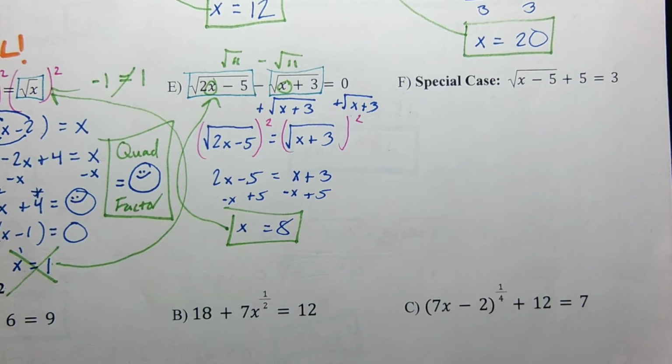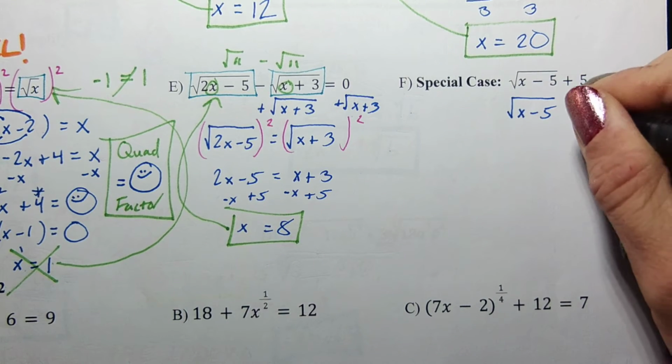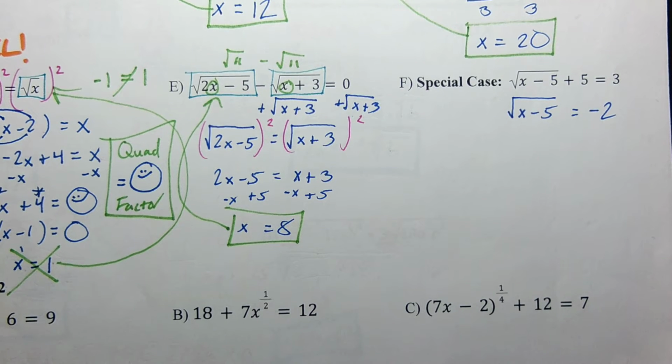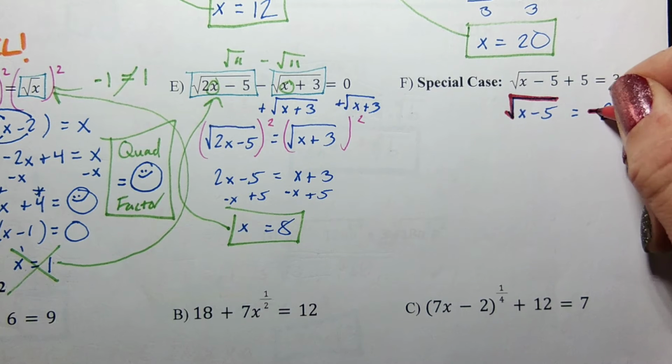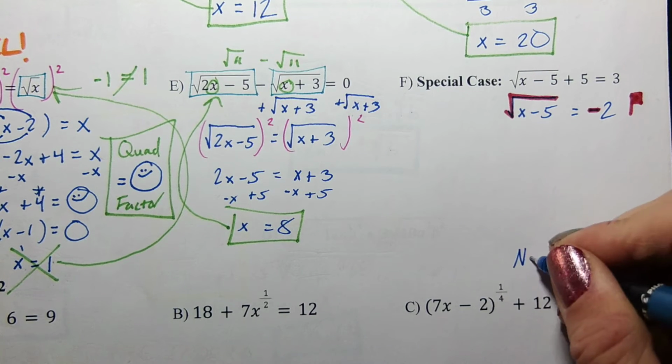Go ahead and take a look at F. On F, we would first subtract 5. No big deal. Do we need to go any further? We've got a red flag because we're saying the square root of something is equal to negative 2. So at this point, you could automatically say no solution.